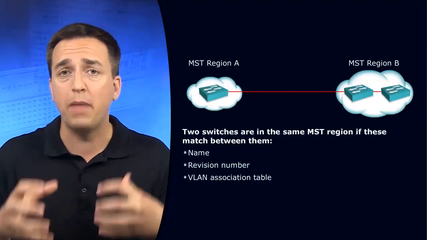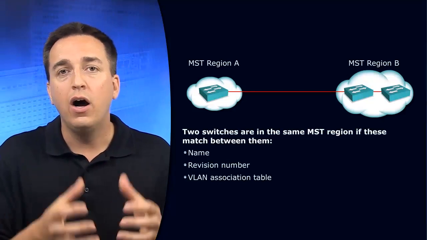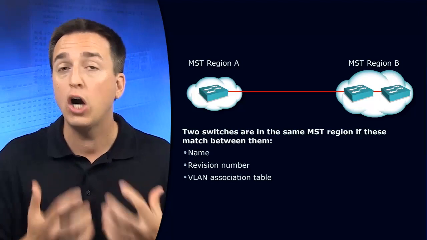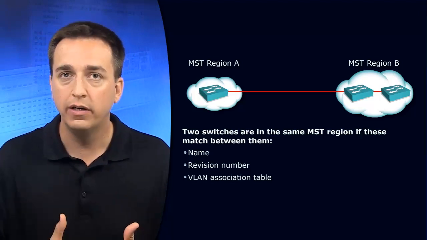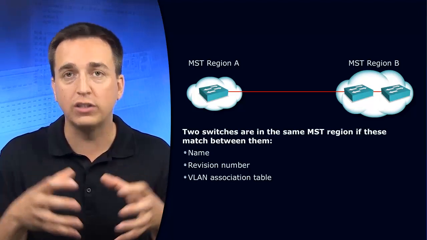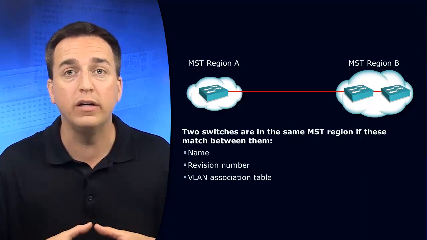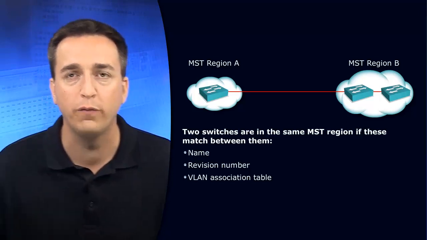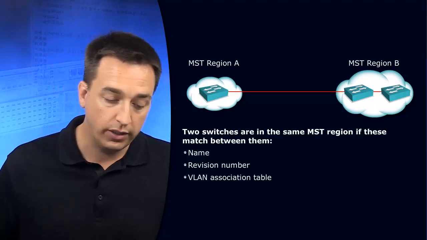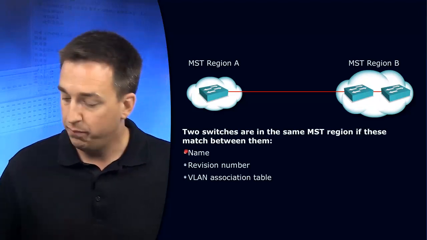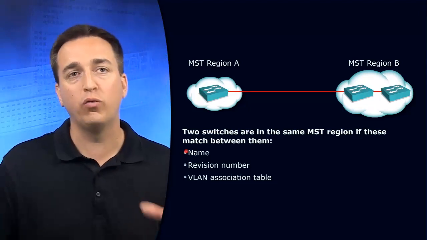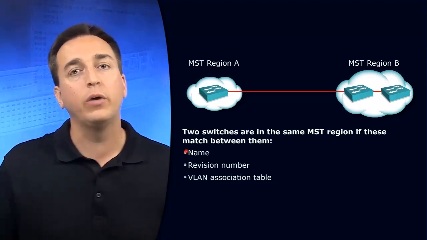So what has to match inside of a region in order for those switches to be considered part of that same region and ensure that they can exchange that spanning tree information successfully and view the logical topology the exact same way? Well, first and foremost, the switches are going to need to be configured with a region name. So in this topology, we can see that we have region A created and region B created.